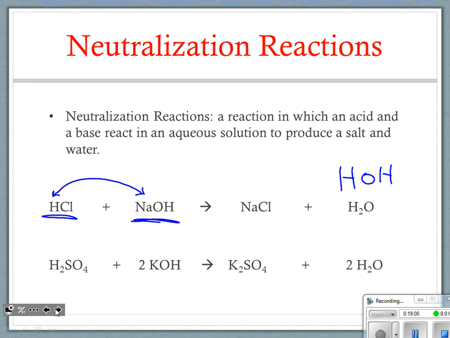Now, I want you to notice, looking at this hydrogen right here, and this hydroxide right here. I only have one hydrogen, don't I? How many hydroxides do I have right here? How many OHs? One OH, right? Okay. Now, here is the second equation.